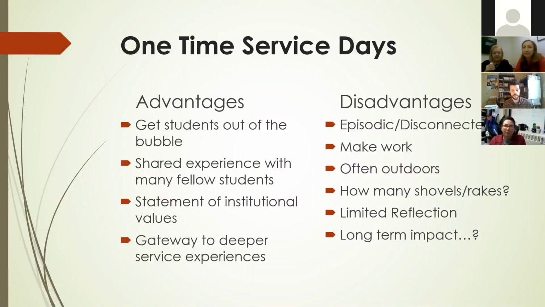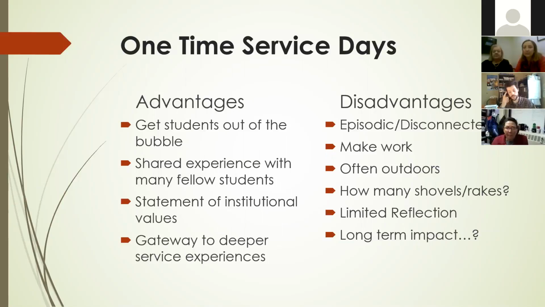So we began, well, I guess I'll back up briefly. Lori kind of outlined some of this also, but I wanted to go over it too. So what are the advantages and disadvantages of one-time service days? If you've done a lot of these before, these will probably be pretty familiar to you. I think advantages are that it gets students out of the bubble of the campus. It's pretty easy, at least on our small campus, for students to get everything they need right on campus. They rarely have to go off campus if they don't want to. So this helps get them off campus. It's a shared experience with many fellow students, which may not happen if you get caught in your little clique or you're having trouble connecting with students. It's a way to meet a bunch of new people.